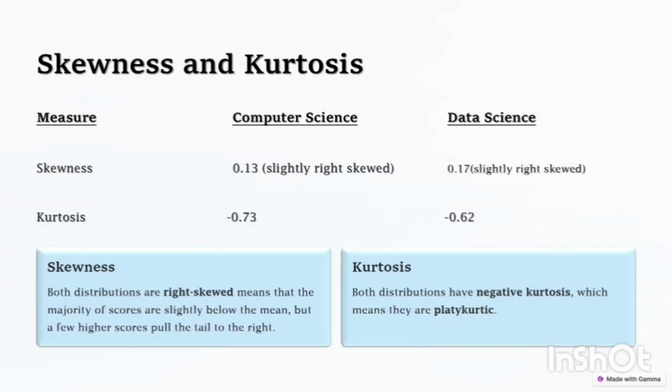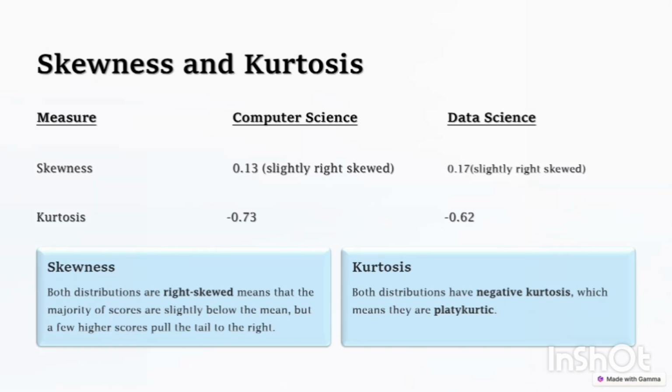Skewness and kurtosis. Skewness. The skewness of computer science is 0.13 and 0.17 is for data science. Both are greater than 0, so it means both are slightly right skewed, meaning most scores are below the mean but a few higher scores pull the tail to the right.